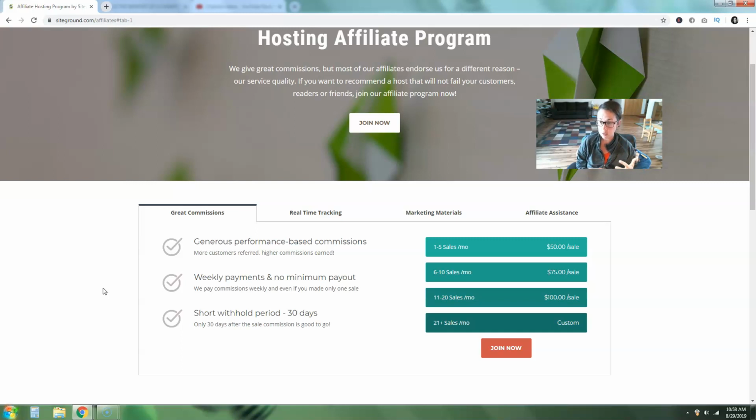6 to 10 sales is $75 for those individuals. 11 to 20 is $100 a sale. And if you actually manage to refer more than 21 people a month, they will work with you to come up with a customized payment structure. And that wasn't an option when we talked about Green Geeks the other day. For them, $100 per sale was the top.